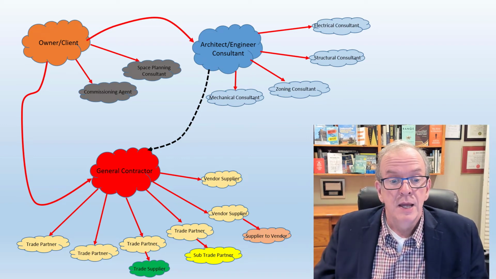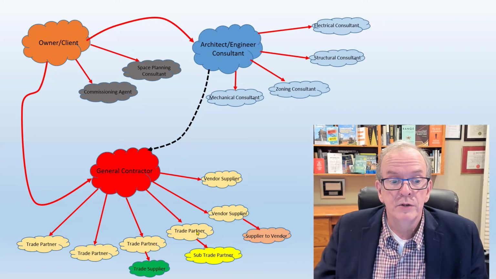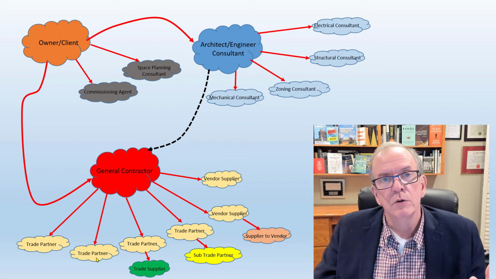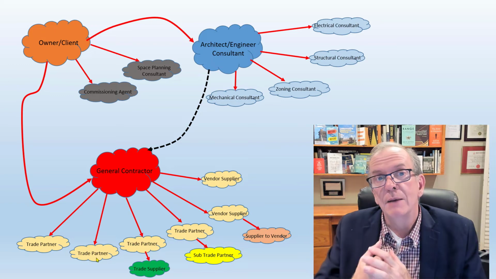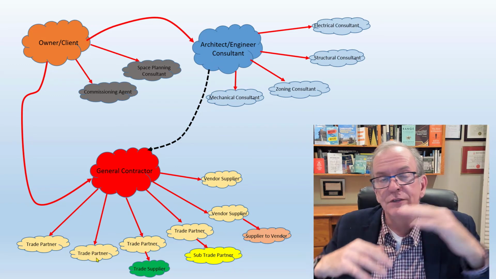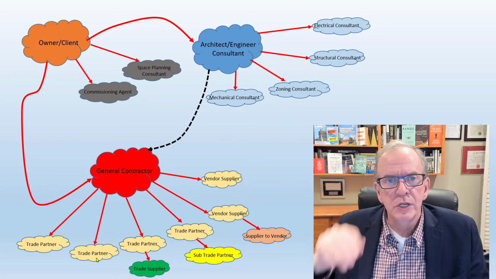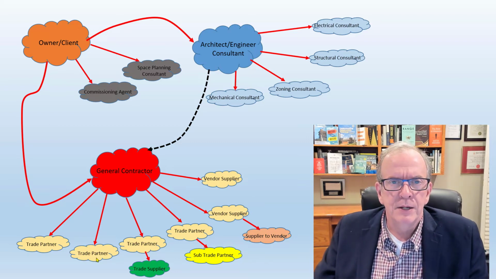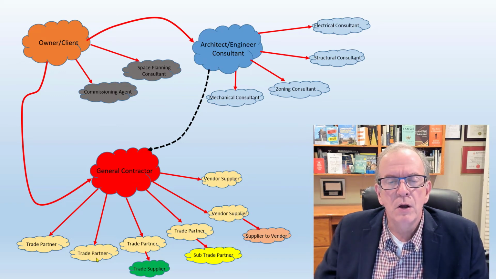And a trade partner would be like your electrical subcontractor, your plumbing subcontractor, mechanical subcontractor. I'm trying to use trade partner because it also signifies it's a more collaborative role and less of a subservient role in traditional terminology. So trade partner is probably a better term. Electrical trade partner, plumbing trade partner, mechanical trade partner, drywall trade partner. You can go on and on and on with the various trade partners.